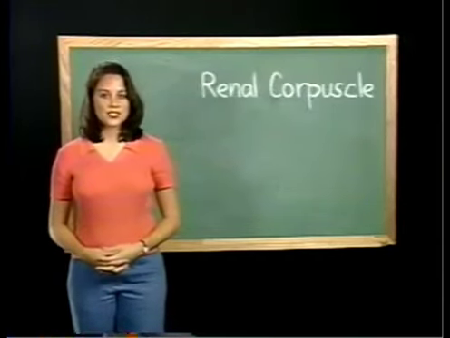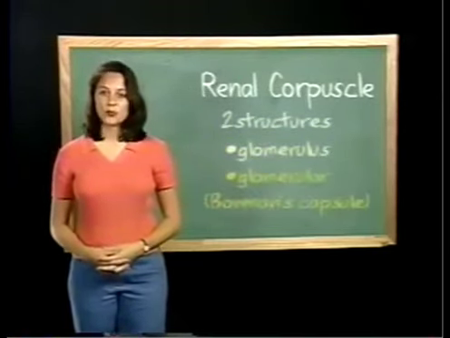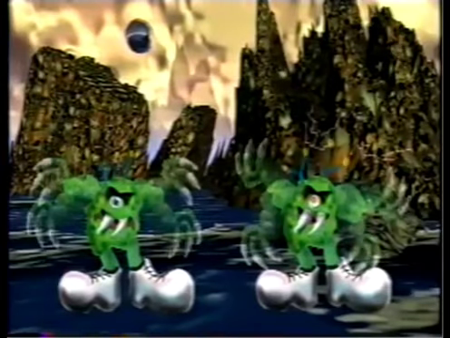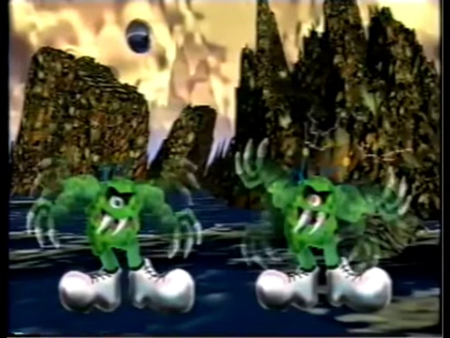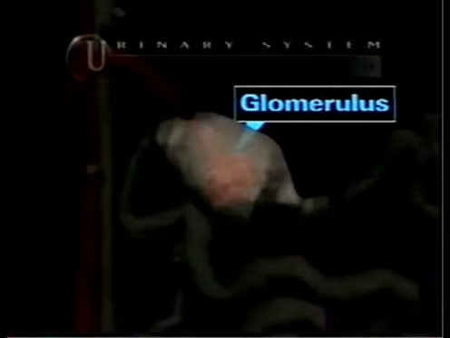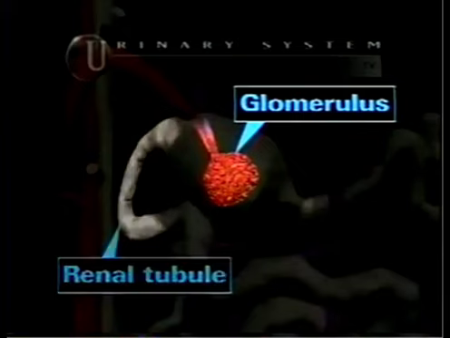The renal corpuscle is made up of two structures, the glomerulus and another structure called the glomerular, or Bowman's capsule. Now, while the glomerulus may sound like a race of different-looking, and therefore evil, creatures from Star Trek, it's not. The glomerulus is actually a small tuft of capillaries. The glomerulus is surrounded by a capsule which is attached to the renal tubule, a structure that we'll give you the details on in just a moment.